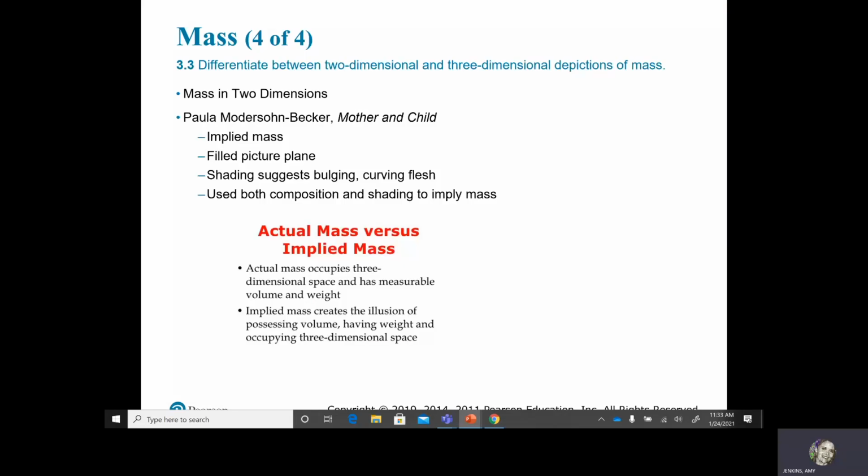Actual mass versus implied mass. Actual mass occupies 3-dimensional space and has measurable volume and weight. Implied mass creates the illusion of possessing volume, having weight, and occupying 3-dimensional space. So the painting is implied mass. Actual mass would be like Botero's horse.